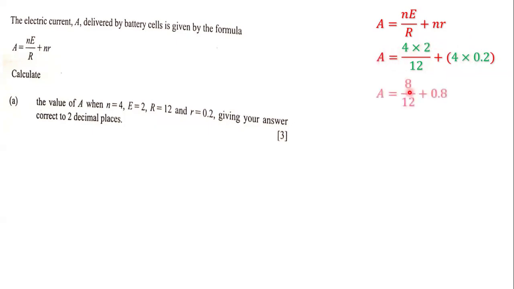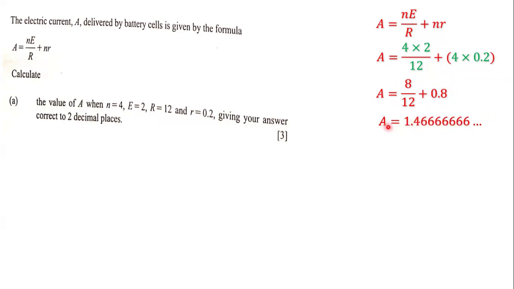We multiply 4 times 2, and 4 times 2 is definitely 8. So we have 8 over 12. Next, we multiply 4 times 0.2, and 4 times 0.2 is 0.8. So we have 8 divided by 12 plus 0.8. When we perform this computation, we get 1.4666 and more sixes. So the list goes on.